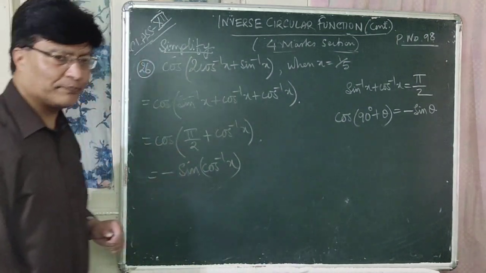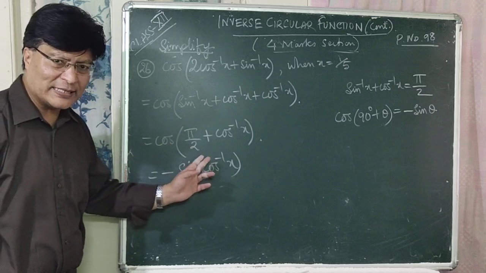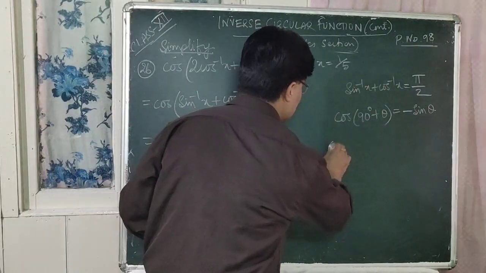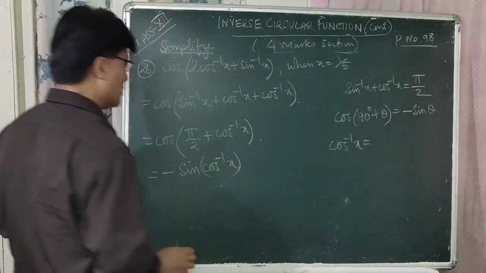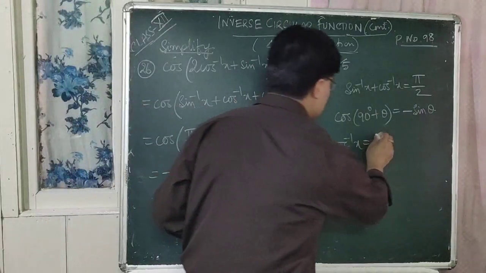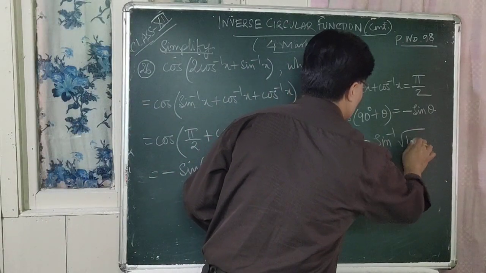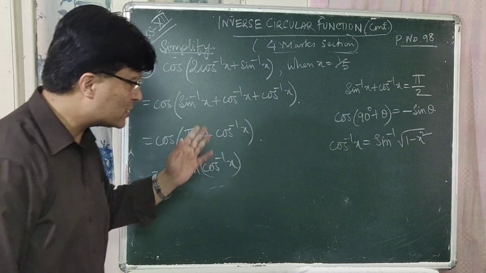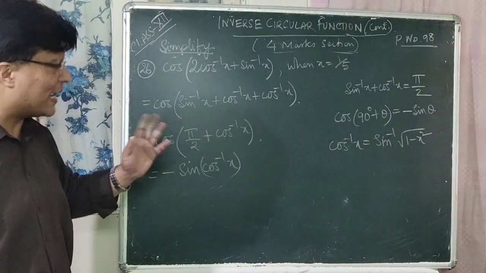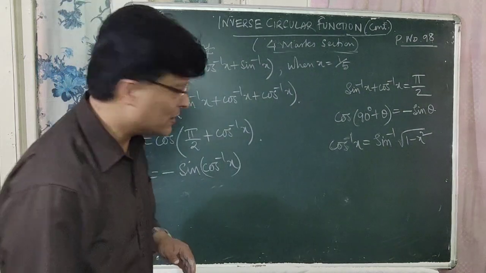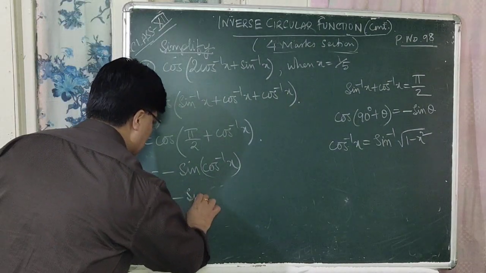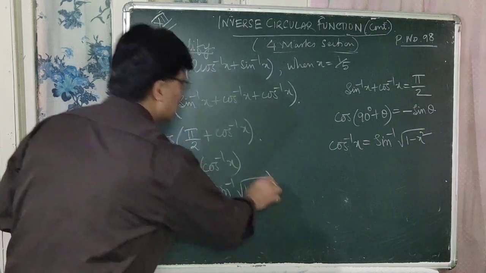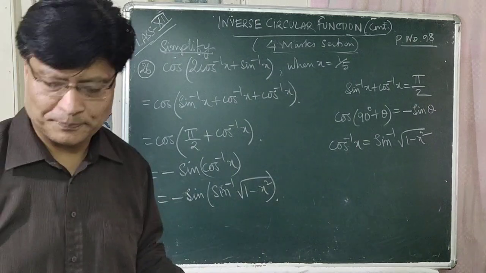Okay. Now, since there is sine here, you can change cos inverse x into sine. You know the formula of cos inverse x in terms of sine, isn't it? Cos inverse x is equal to sine inverse root over 1 minus x squared. That is the formula, right? So it is equal to minus sine, within bracket you should write sine inverse root over 1 minus x squared. Is it clear to all of you?